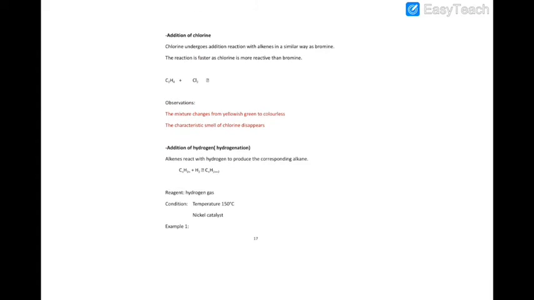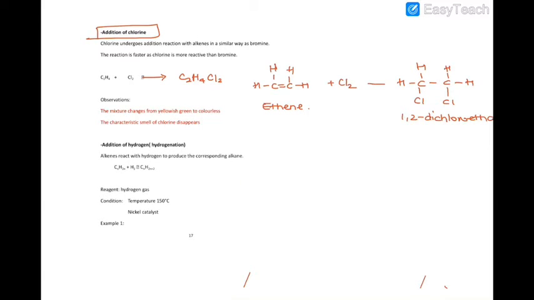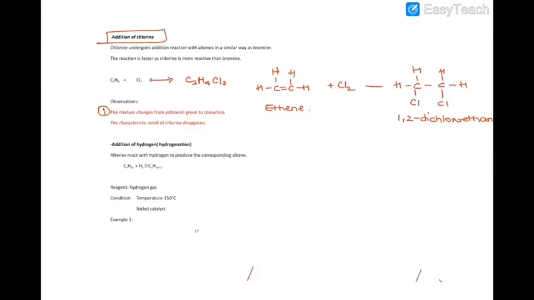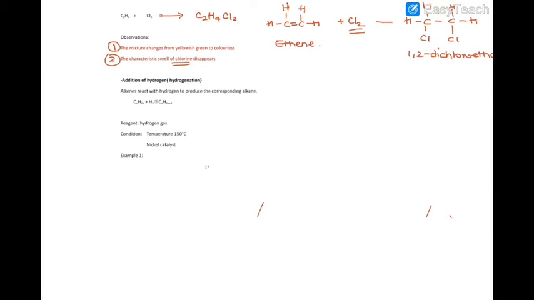The next reaction is addition with chlorine, and it's the same thing. You're going to have chlorine added across the double bond. Here the observation is that the color changes from yellowish green to colorless. Chlorine is yellowish green, and when it reacts, the color goes away. The characteristic smell of chlorine, like bleach, is also going to disappear. These are the two observations.